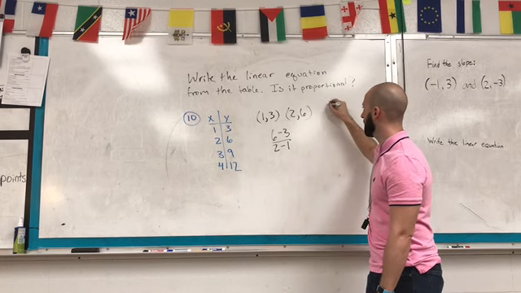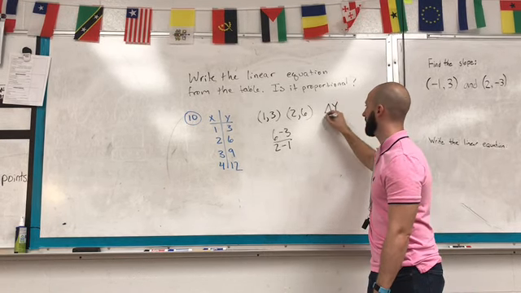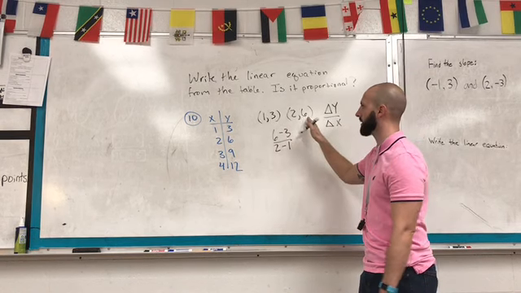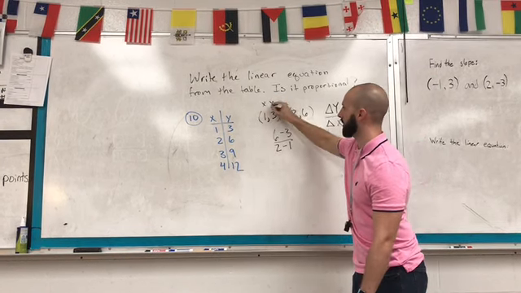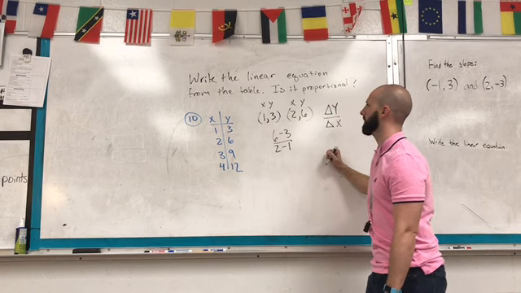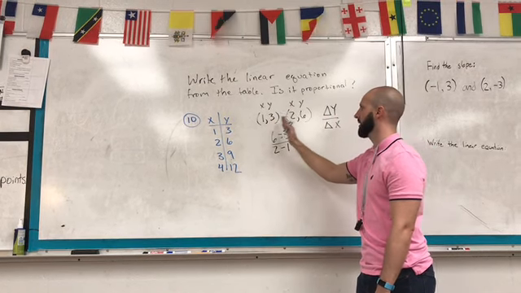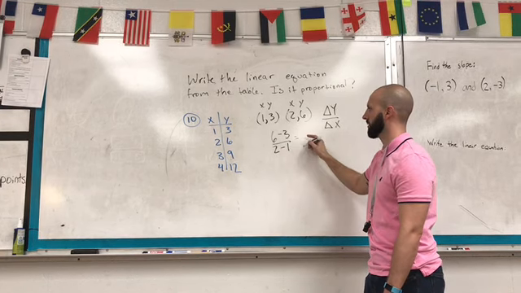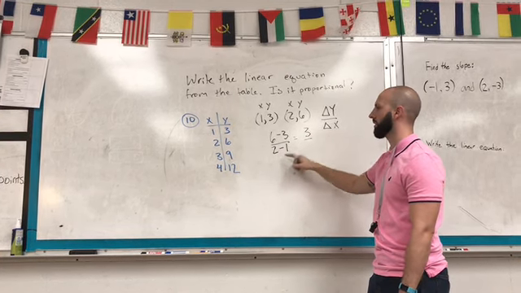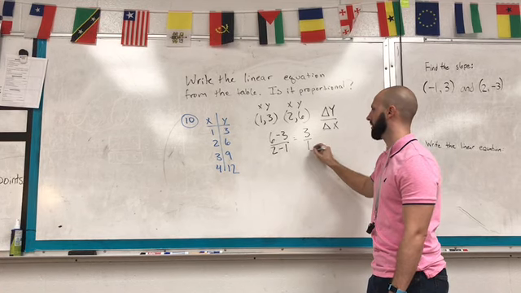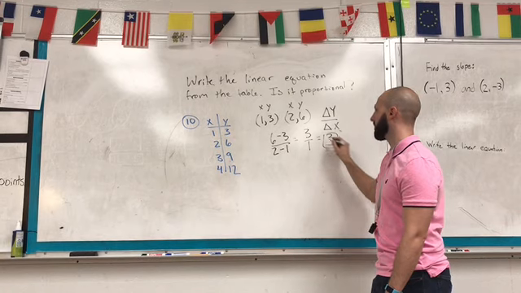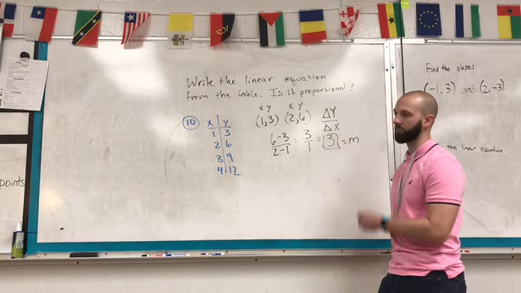So we have the change in y over the change in x. We're subtracting the y's because this is an xy coordinate and this is an xy coordinate. So we say 6 minus 3 over 2 minus 1, which gives us 3 over 1. So our slope is 3. So that is what m equals.